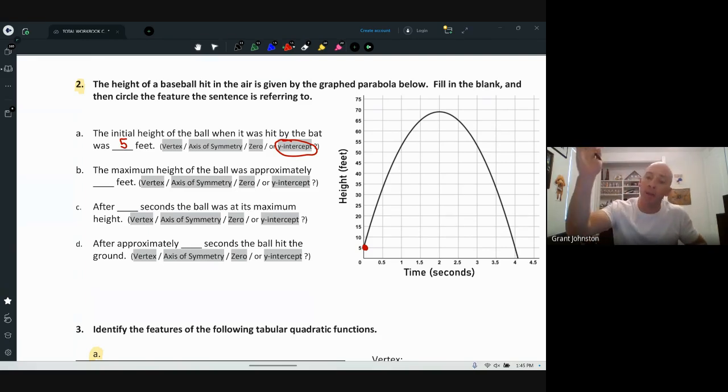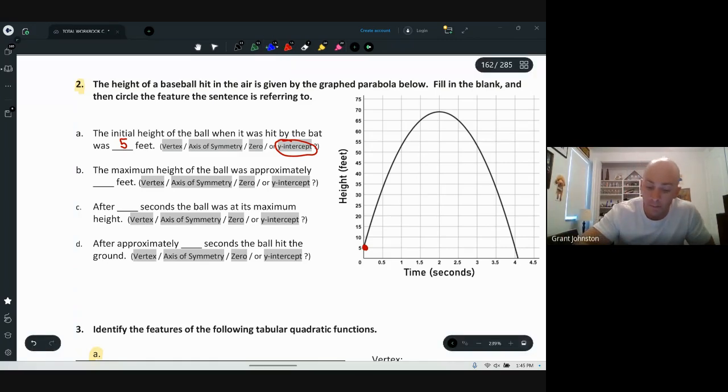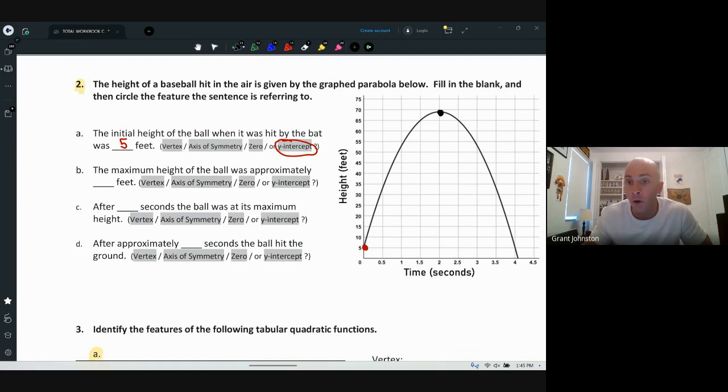That's the initial height. It's when it's boom, hit by the bat. And then it flies up in the air, right? And then it'll come back down, obviously. But B says the maximum height of the ball was approximately, okay, so the maximum would be here, right? It's the highest flight of the ball.